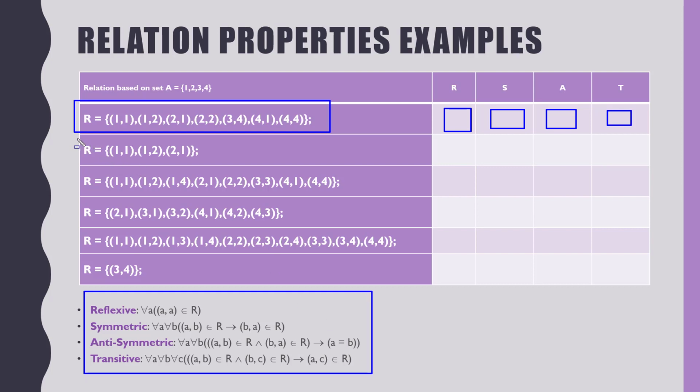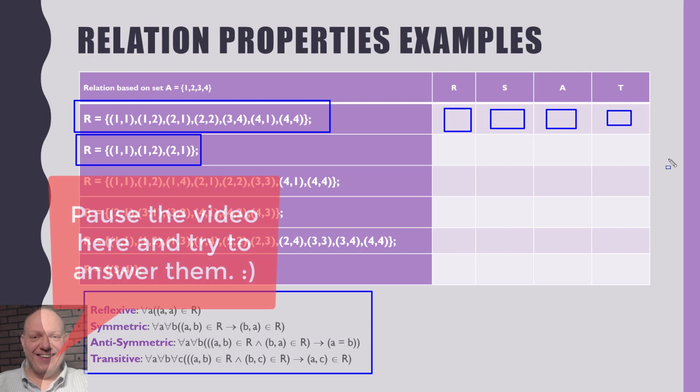And then is this one reflexive, symmetric, and all the way down? So do all 6 of those, and then we'll talk about the answers in just a moment.